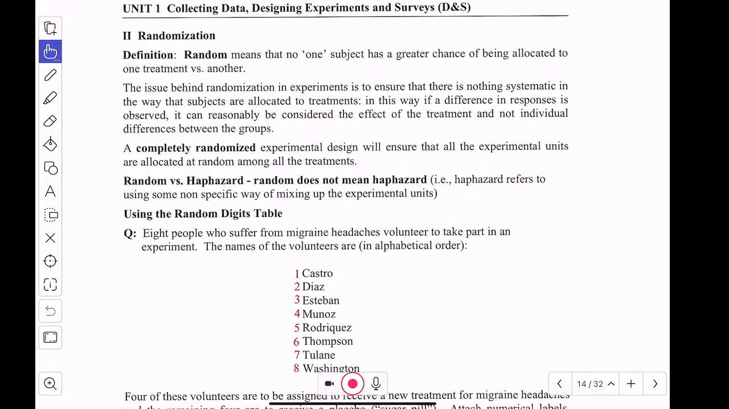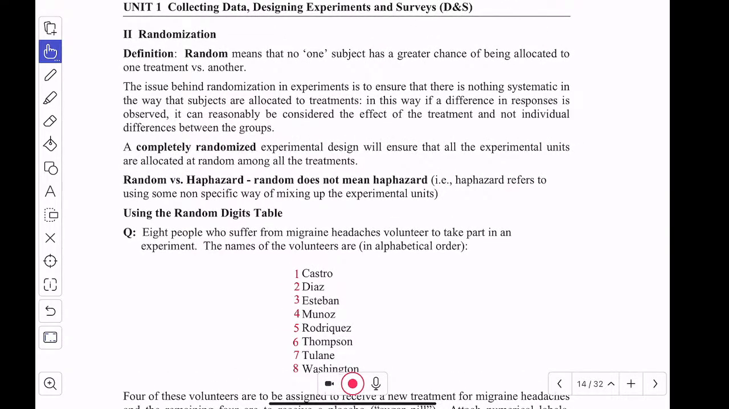Random means that no one subject has a greater chance of being allocated to one treatment versus another. You don't allow your test subjects to choose if they want to be in the treatment or control group, right? Of course, the sicker patients would be more desperate and even pay, if they could, to be in a treatment group to try an experimental drug. So that would definitely bias your outcomes. You don't want that.